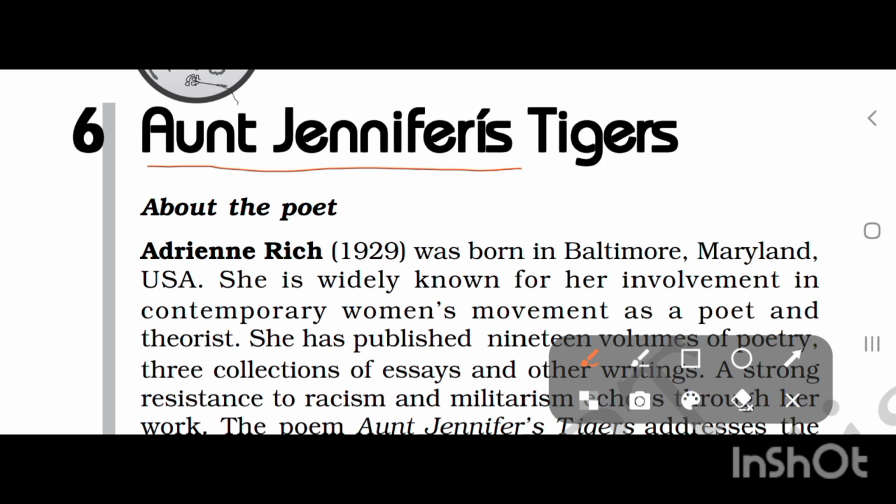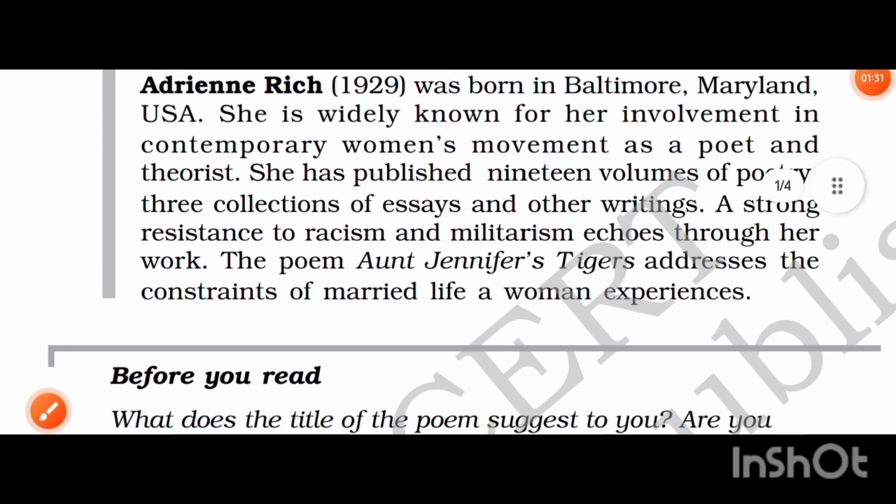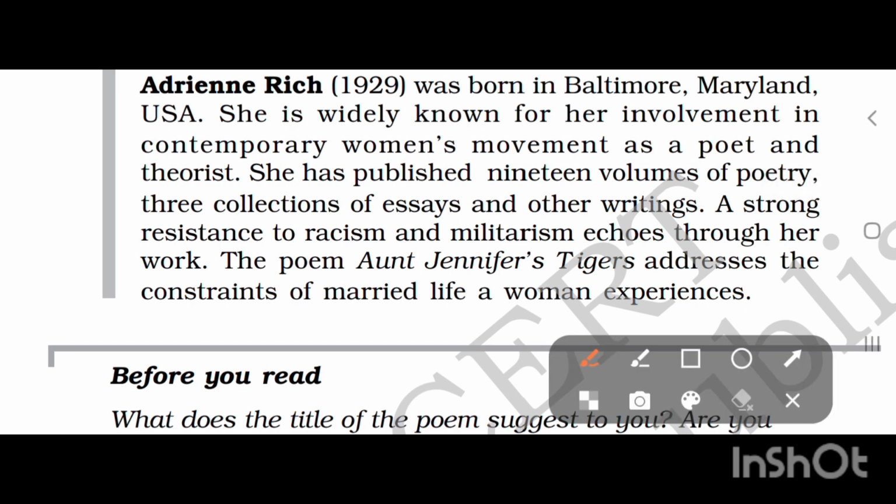So, basically, if we are talking about the theme of the poem, it is clearly mentioned here. The poem Aunt Jennifer's Tigers addresses what? The constraints, means the problems, the hurdles of married life a woman often experiences. So this is very important. This is the basic theme of the poem.